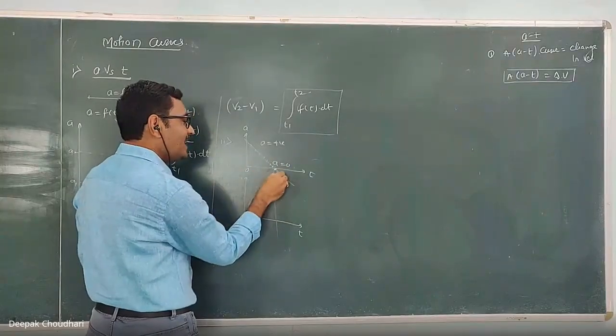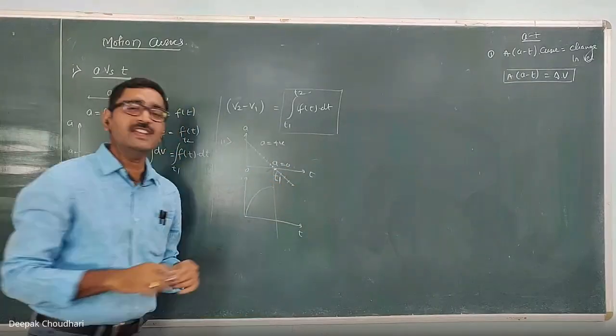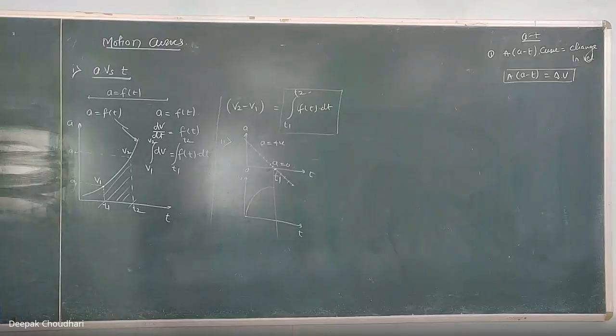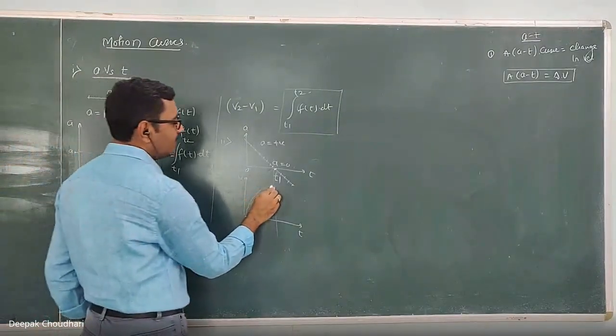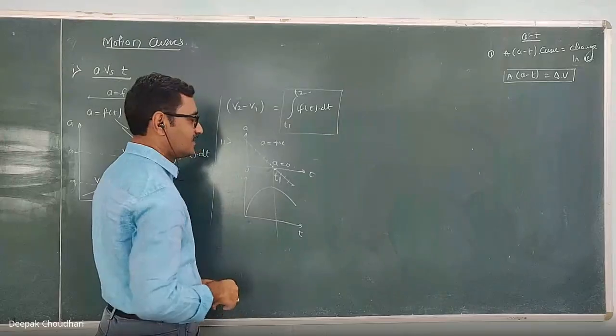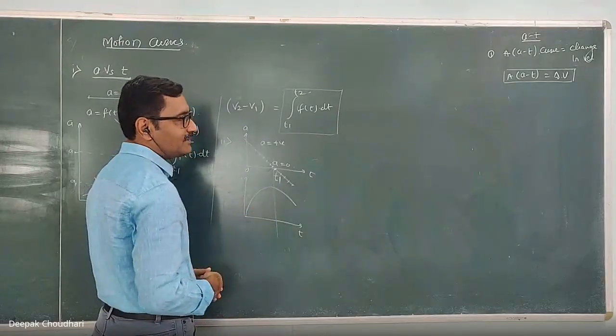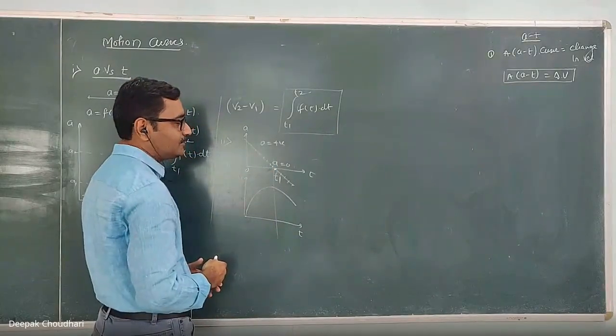But what is happening after that? The acceleration is negative, isn't it? After t1 the acceleration is negative according to the graph, and after t1 since the acceleration is negative, what will happen with the velocity? The velocity goes on decreasing. Here, so this is the approximate velocity versus time diagram when this is the at curve.